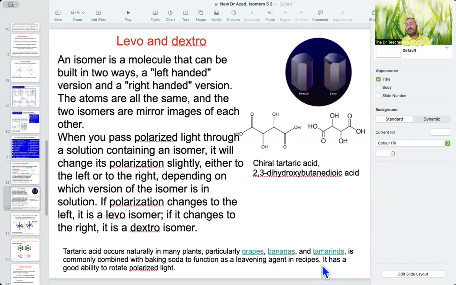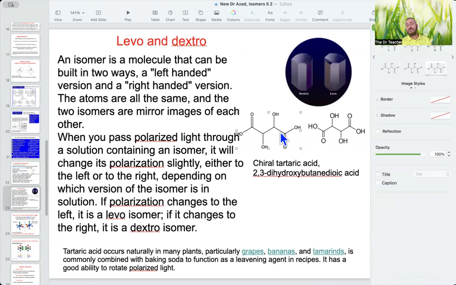So levo and dextro, you can see here. This is the levo, this is the dextro structure. Okay, two compounds. An isomer is a molecule that can be built in two ways, a left-handed version and a right-handed version. The atoms are all the same. The two isomers are mirror images of each other.